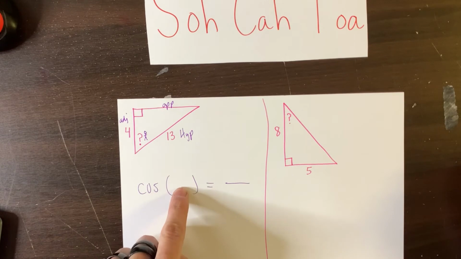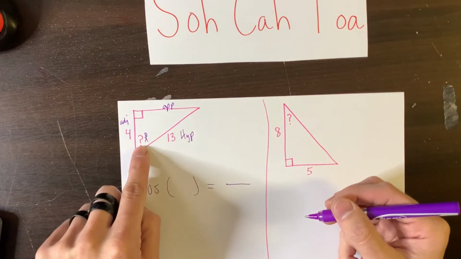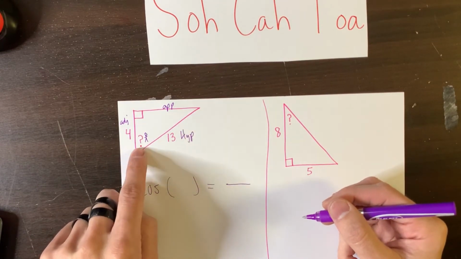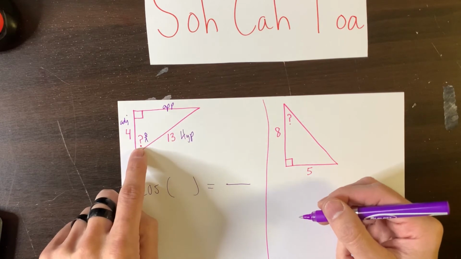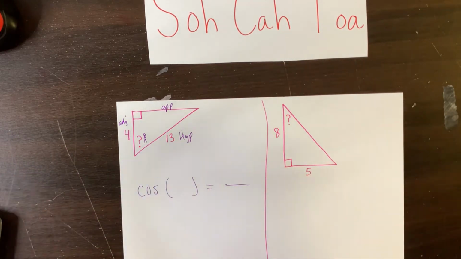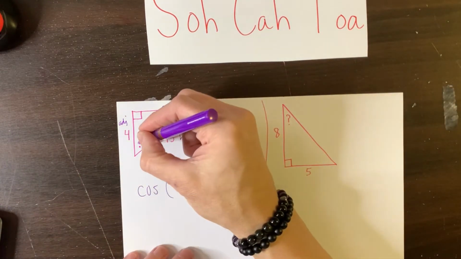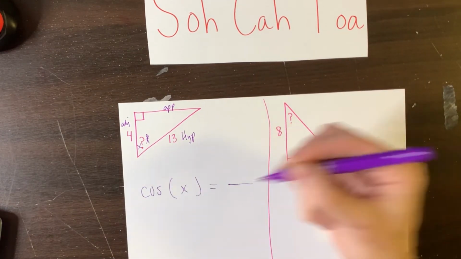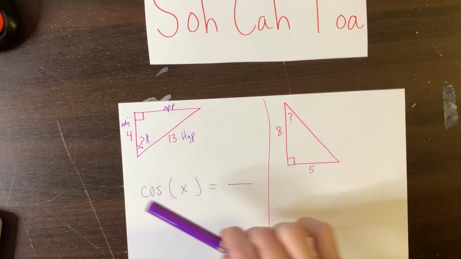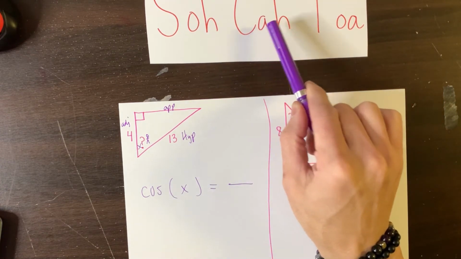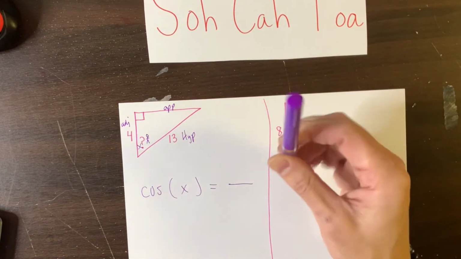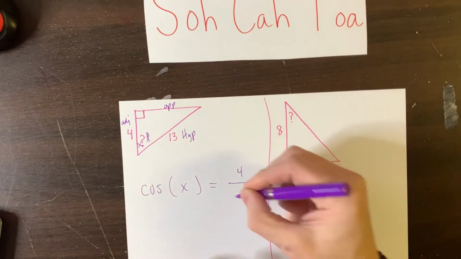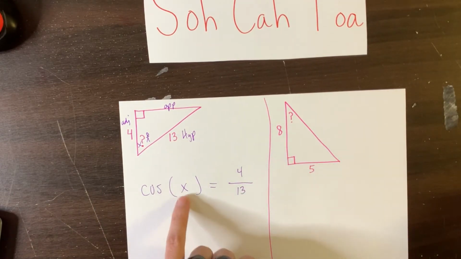And here is always the angle. The angle is a mystery. I don't know the angle. So call it a letter from the alphabet. How about x? It's a commonly used variable. So that's the angle x. And cosine is adjacent over hypotenuse. My adjacent is 4. My hypotenuse is 13. So you see, now the goal is here.